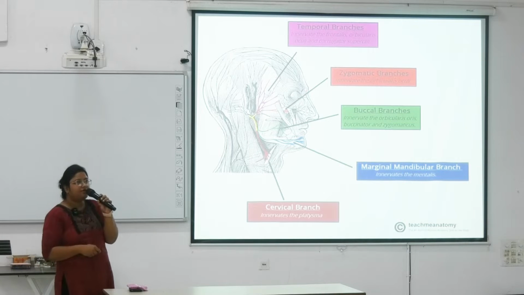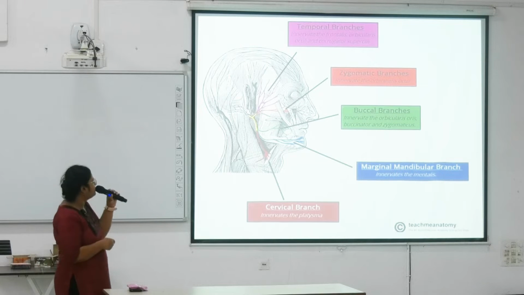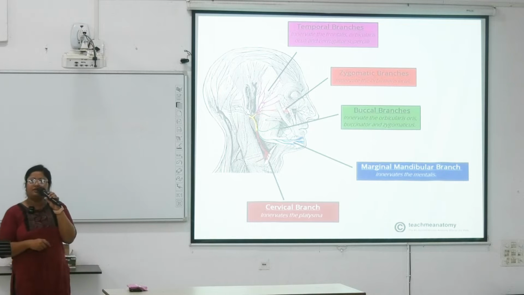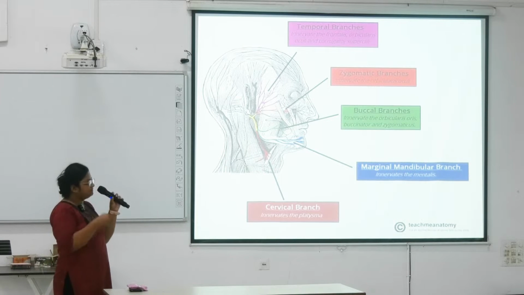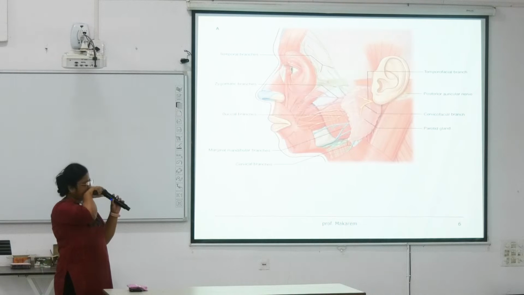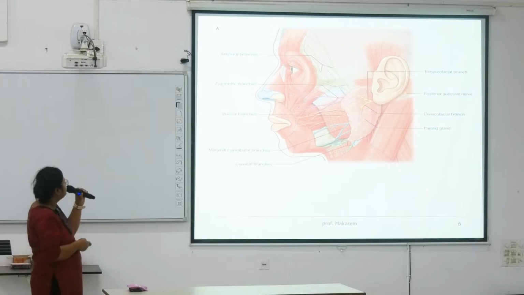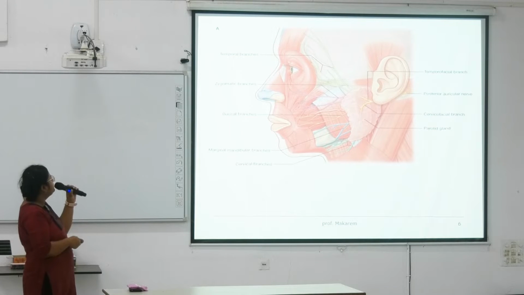Okay, understood? So you have to remember these 5 branches. Very frequently asked in your Viva: what are the 5 terminal branches? Next, 5 branches have been shown: temporal, zygomatic, buccal, marginal mandibular, and cervical.